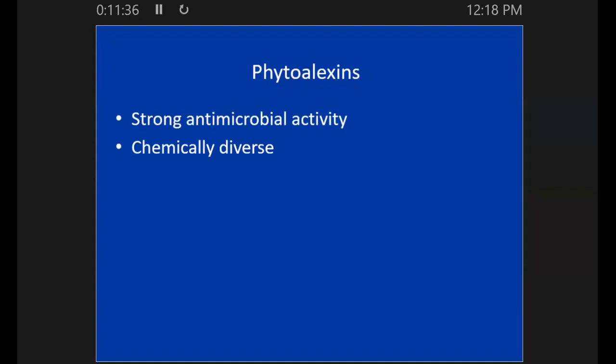And you can't pin it down to a certain class, like, oh, they're all alkaloids or they're all terpenes. You can't say that. They're diverse, and it really does depend. So this phytoalexin term is just kind of a broad umbrella term, talking about all these diverse chemicals that have really strong antimicrobial activity.